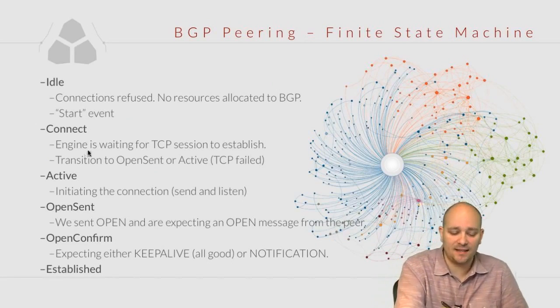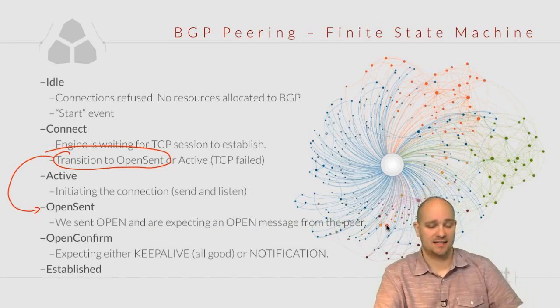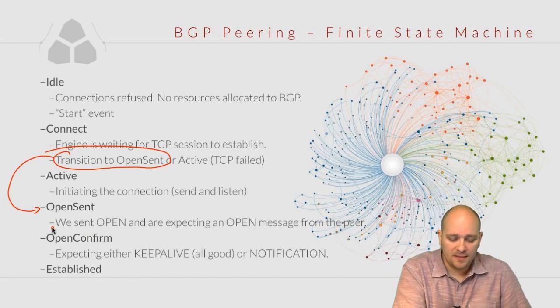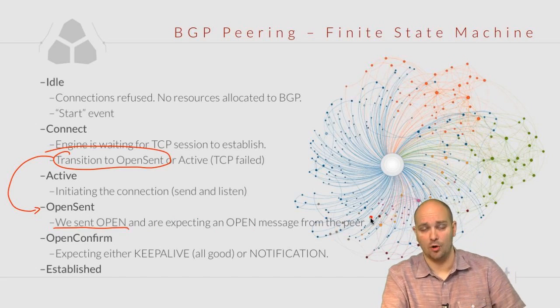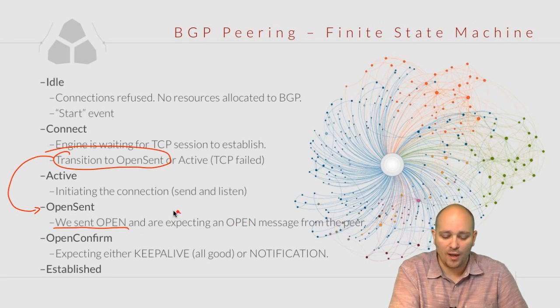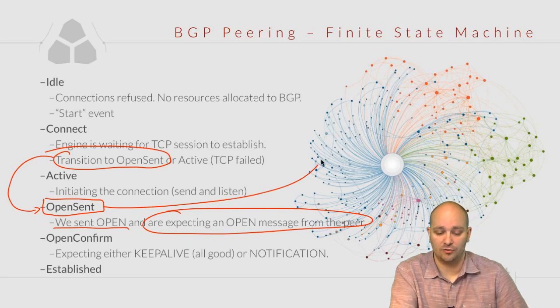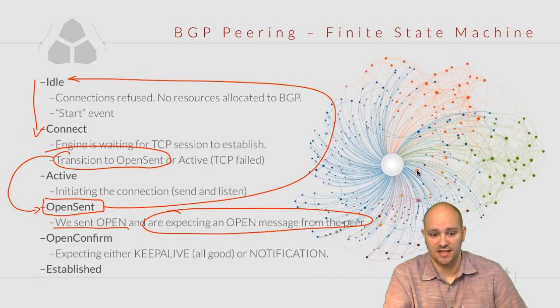But now let's say that actually there was a transition to open sent, that we actually did successfully form the TCP relationship. In open sent, that means that we have sent our open message, and you remember what the open message is, and we are now expecting to hear an open message from the peer. Again, this is a transient state, and if this fails for whatever reason, the router is going to go to idle, and then it's going to start going through this process again.